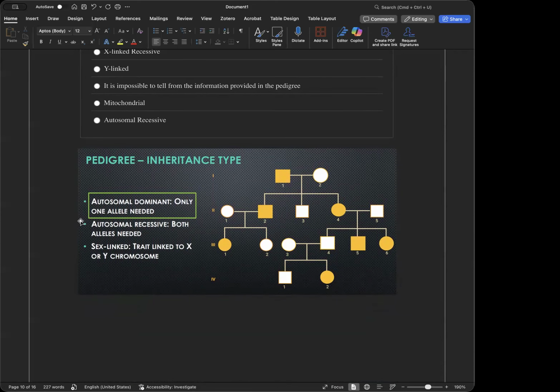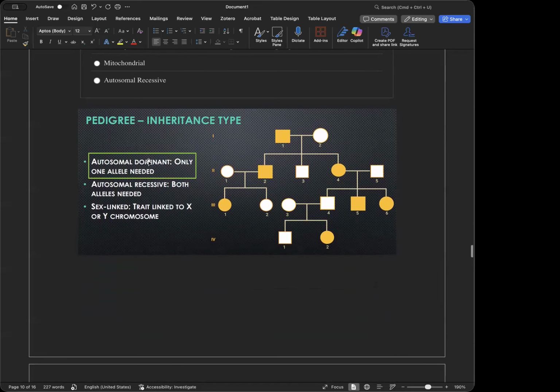So for autosomal, the difference between autosomal and sex-linked is that autosomal is not related to the sex gene at all. We have 23 different chromosomes, one of which is our sex chromosome, the X and Y. So autosomal just means that it's on any chromosome, and it doesn't necessarily have to do with your reproductive chromosome. So it can affect males and females equally. And that's what we're seeing here. We're seeing this equal distribution between males and females that are being affected.